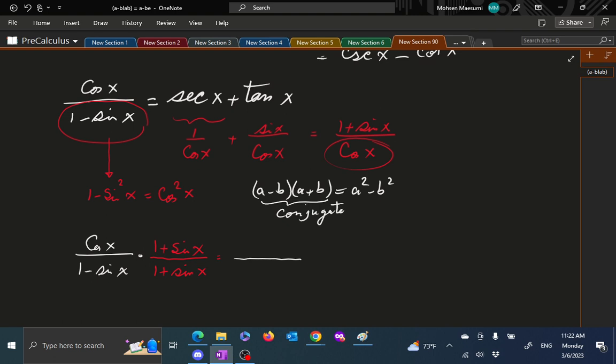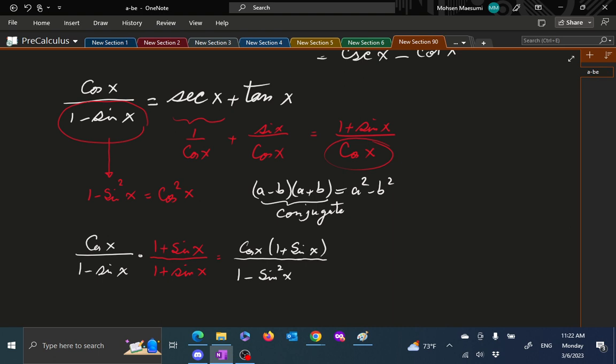Sum and difference are called conjugates. When you multiply conjugates, something nice happens. So what happens here is 1 minus sine square of x. Well, what about the numerator? Well, numerator is cosine of x times 1 plus sine of x.